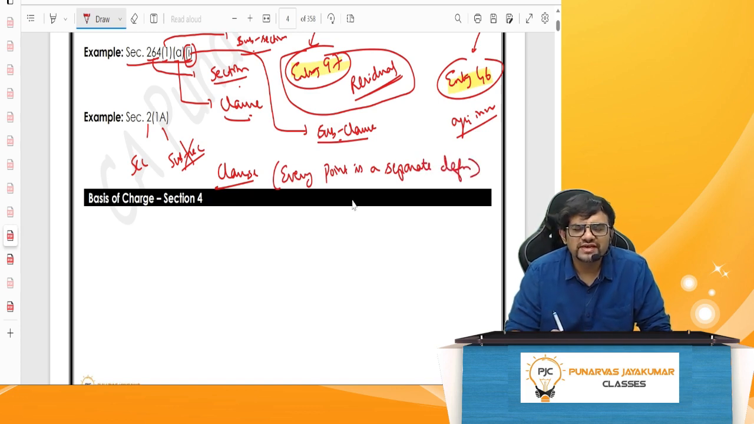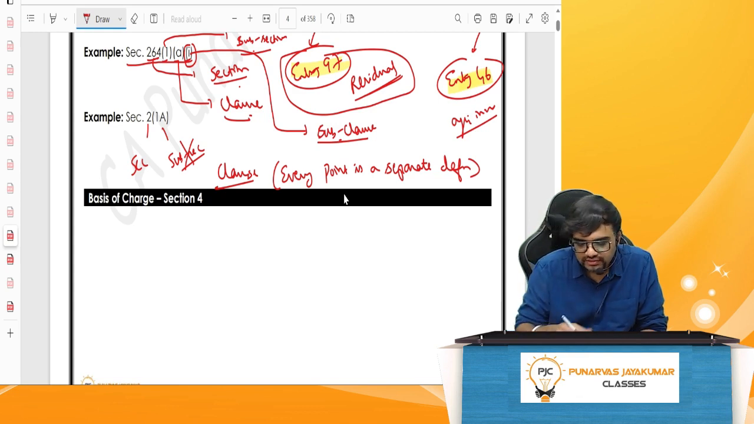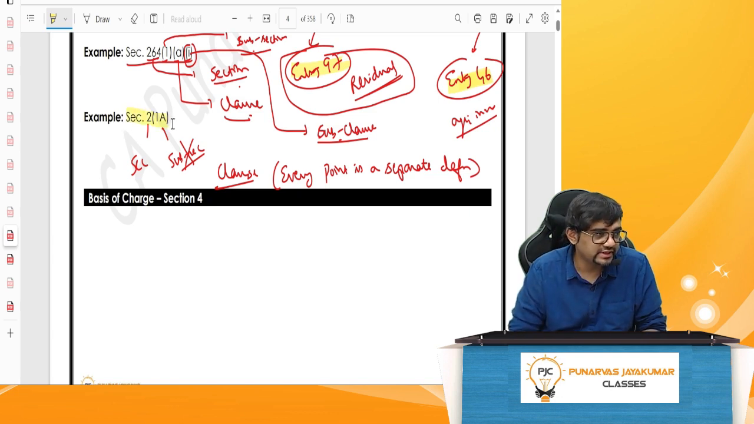Hence, you will say what? 2 clause 1a, 2 clause 1, 2 clause 2, like that. But in other things, like we saw section 4, there it was section 4 subsection 1, section 4 subsection 2. It is not 4 clause 1, 4 clause 2. So that is the predominant difference that we need to understand. Whenever we are discussing definitions, it should always be 2 clause 1a, like that.